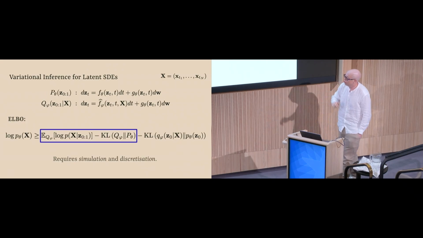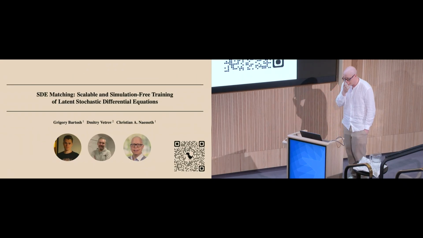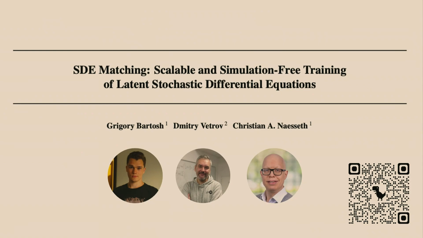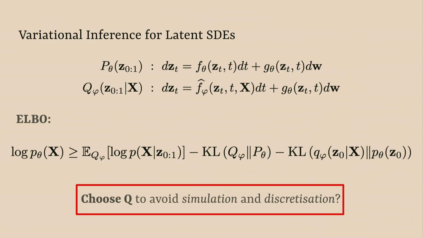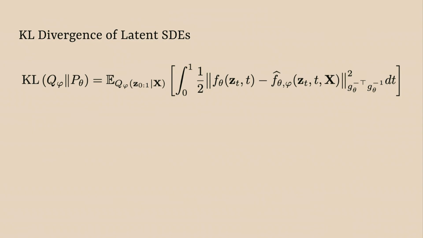So this talk will focus on some of our recent work, which we call SDE matching, where we come up with a way to do this both simulation-free and also discretization-free. This is work by my PhD student Gregory and our collaborator Dimitri. So can we choose a specific Q so we can avoid simulation and discretization? The answer turns out to be yes, but maybe let's first motivate why this might be possible.